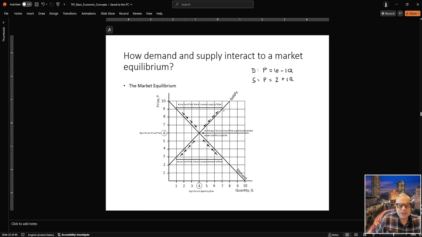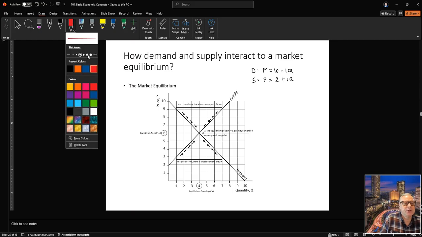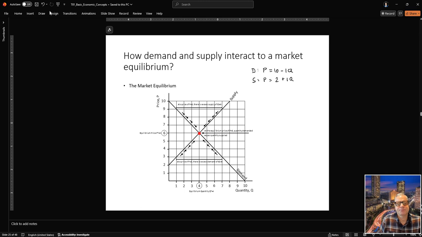So now we can see that there is a market equilibrium, and the market equilibrium is at an equilibrium price of 6 and an equilibrium quantity of 4. So if we plug in for Q 4, then we get 10 minus 1 times 4, that's 6, and 2 plus 1 times 4, that's also 6, so that's an equilibrium. So the question is, what happens if the market is not in equilibrium? So this is our equilibrium.